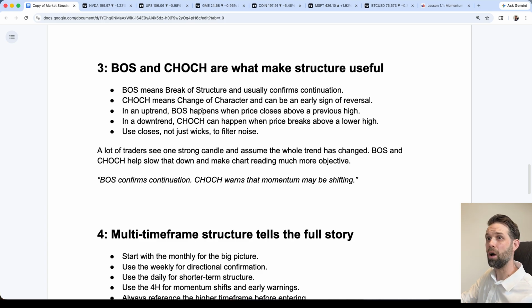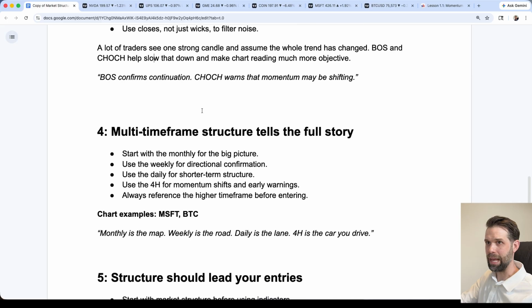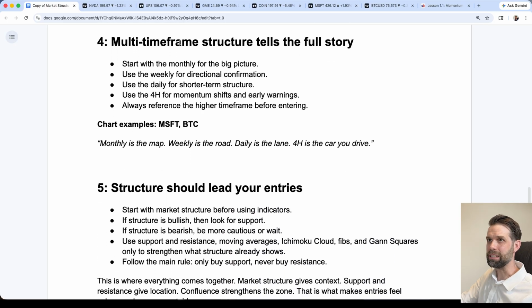And you can do them on different time frames as well. So if we look at multi-timeframe structure, that really tells us the full story of a stock. You can start with the monthly chart. That gives you the big picture. The weekly can be used for directional confirmation. Then you can zone in to the daily chart for more short-term structure, the 4-hour chart to see the shifts in momentum, and then even lower if you're day trading and things like that.